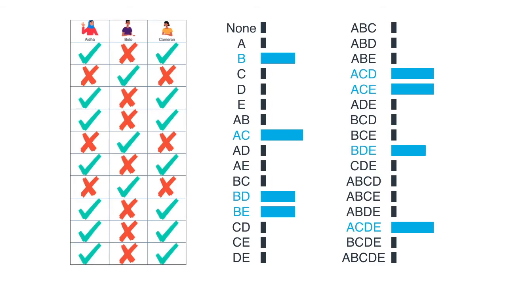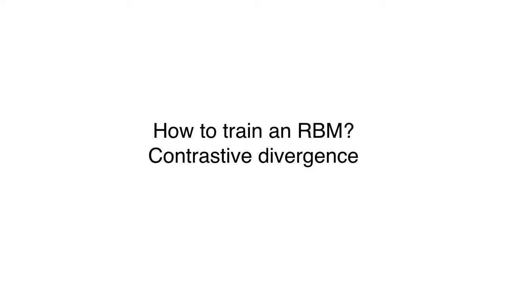Actually, that may be too much to ask. What we want is that certain sums of these are high, but we'll see this later. And now that we know what we want, we are ready to train our RBM. I will show you a method called Contrastive Divergence, which is very useful.